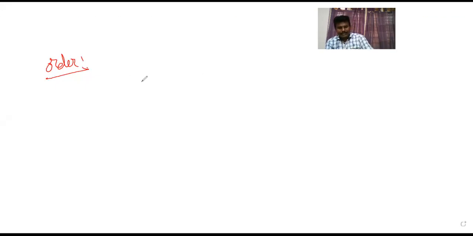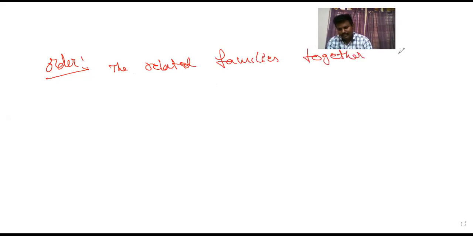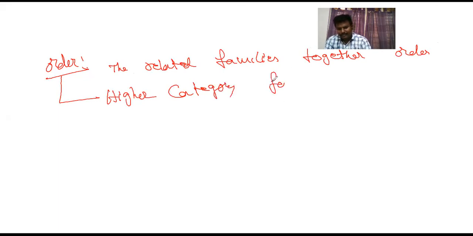So next: species, genus, family, order. The related families are placed together in the same order. Order, being a higher category, has families that exhibit few similar characters.